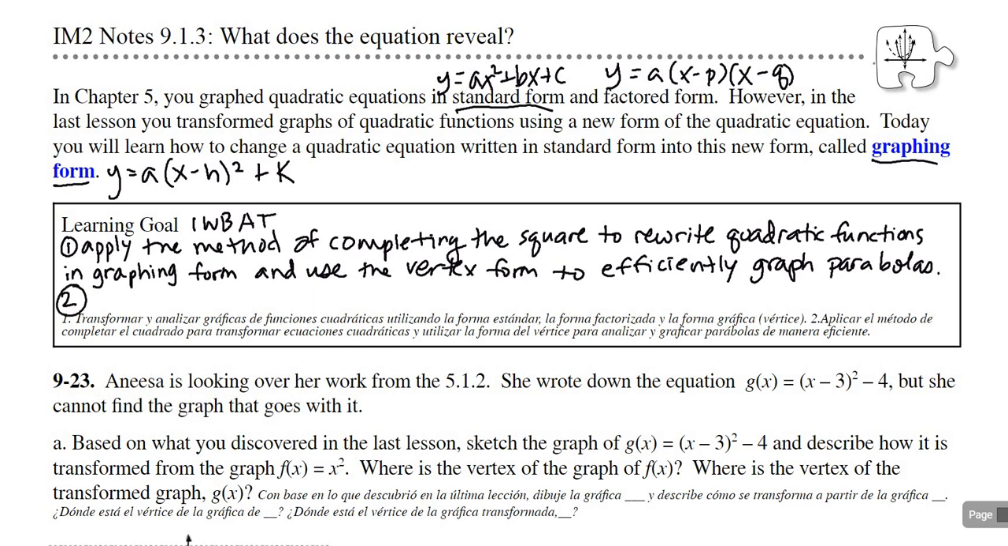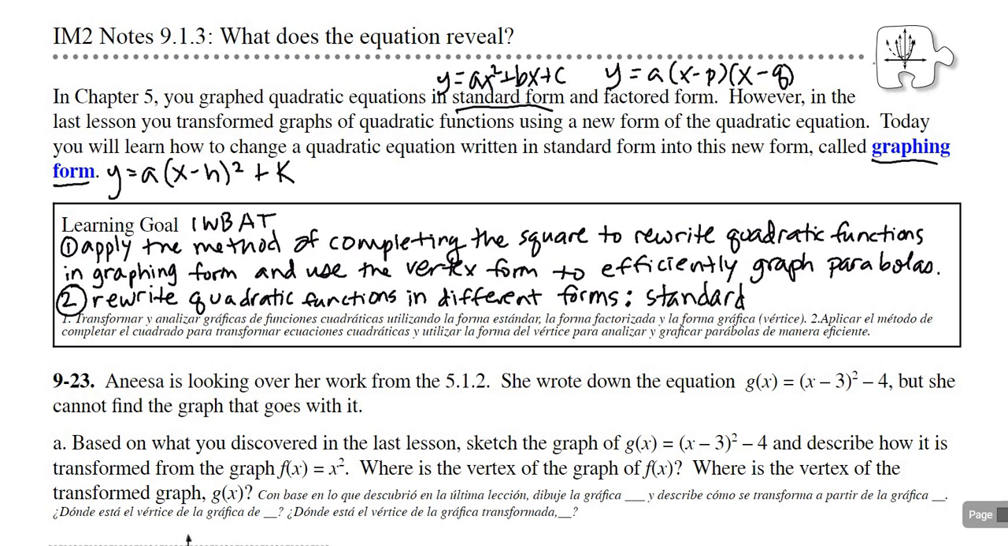And two, I will be able to rewrite quadratic functions in different forms, those being standard, factored, and graphing.